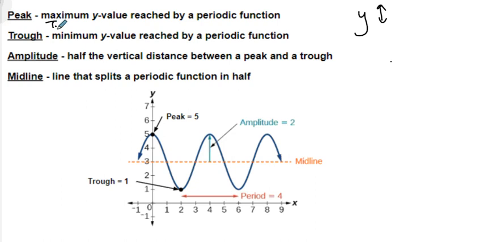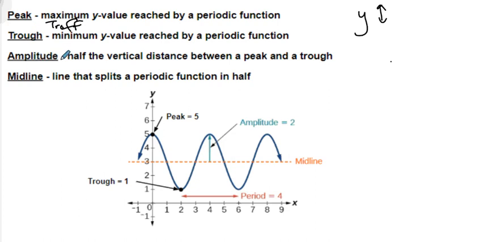And then a trough. That's pronounced almost like "troff." We say trough, so think of the word cough. It is the minimum, the lowest y value reached by a periodic function. So peak and trough. A trough is also a name for something a farm animal will drink water out of, and those are usually pretty low. So we've got our highest point and our lowest point.